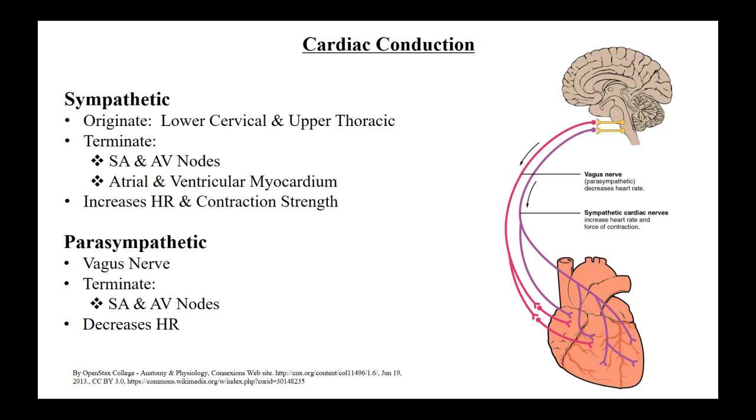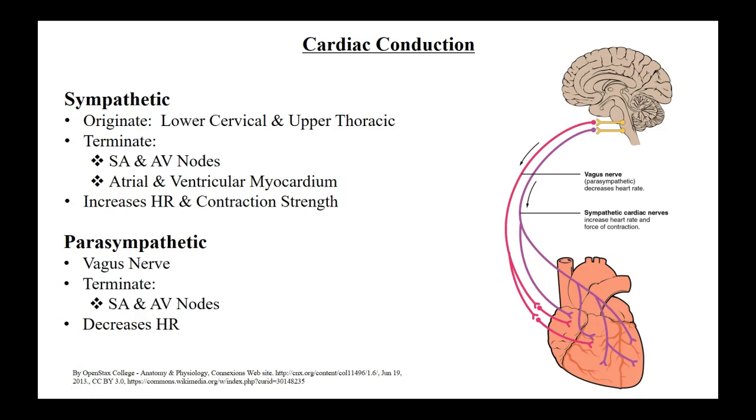Everybody following me on that? Just like when we talked about the autonomic nervous system, a lot of these organs are dually innervated by both branches, sympathetic and parasympathetic. And so the question is, which one becomes dominant?